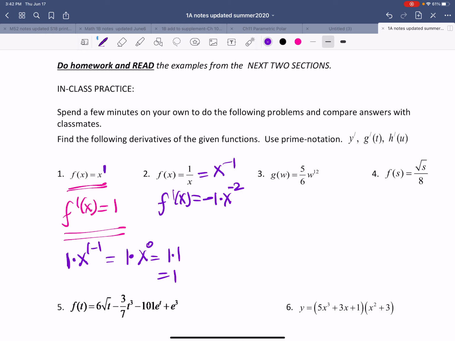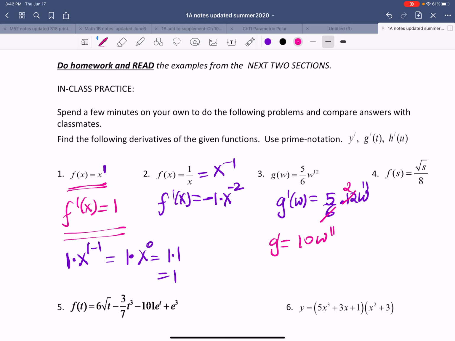g of w is 5 over 6 w to the 12th power. So g prime of w would be, the constant stays in the front, you pull out the exponent, bring the exponent as a coefficient, and reduce the power by 1. So that leaves me with 10w to the 12th power. g prime is equal to 10w to the 11th power, not 12th.